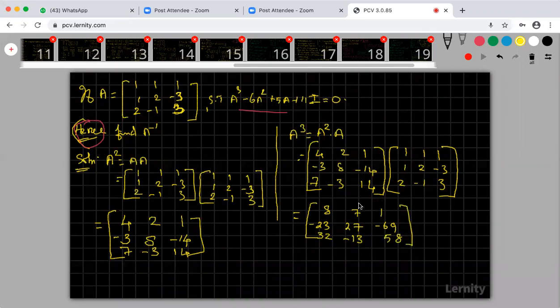Okay, so this is a homework for you. Please try to complete this A square into A and try to verify this answer. A square into A is 8, 7, 1, minus 23, plus 27, minus 69, 32, minus 13, 58. Okay, right, now come to the LHS. This is A cube minus 6A square plus 5A plus 11I, and prove that the right answer is zero matrix. If you are getting zero matrix, it means your answer is correct.